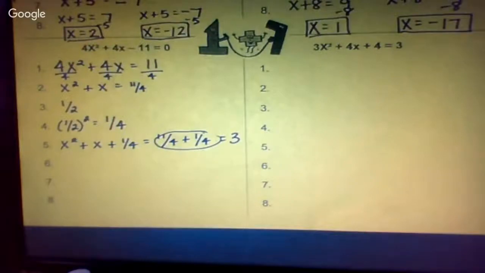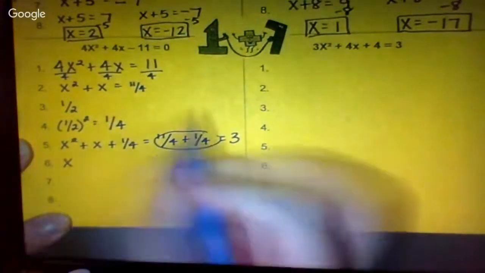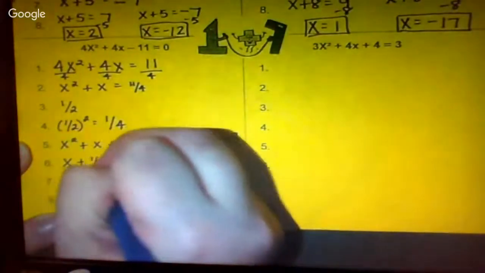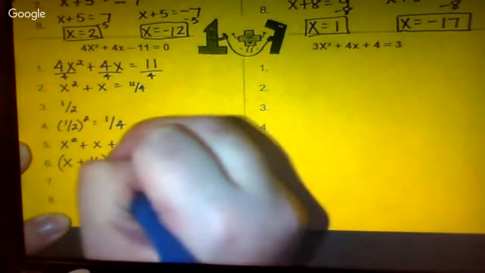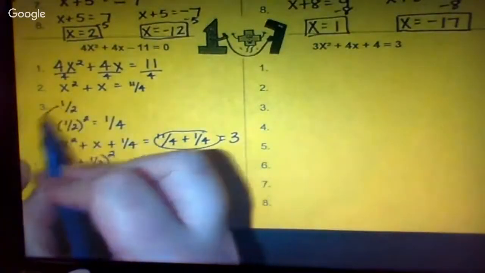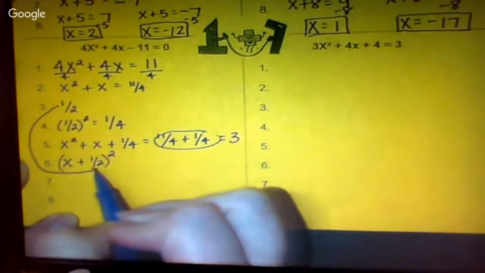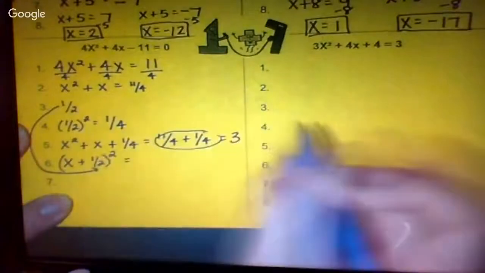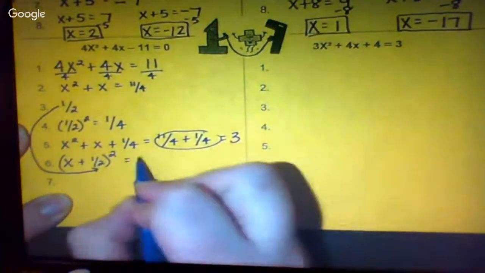Now I need to factor the left-hand side. Remember, when we factor, when I took half of B, I got 1/2. So this is x plus 1/2 squared. So this number goes here. And if you need to draw yourself arrows, that's fine. Equals, you told me 11/4 and 1/4 is 3.